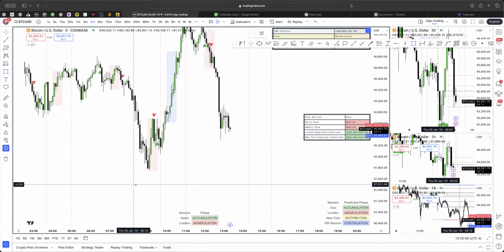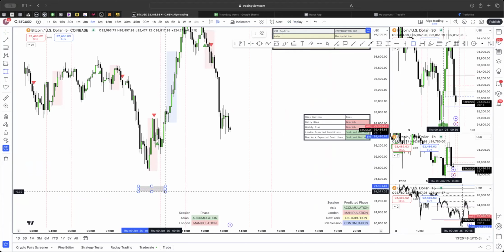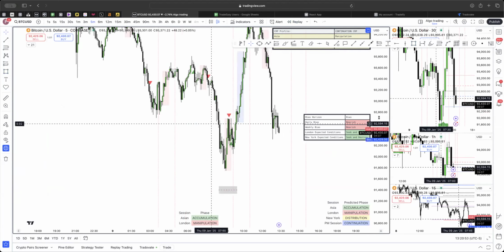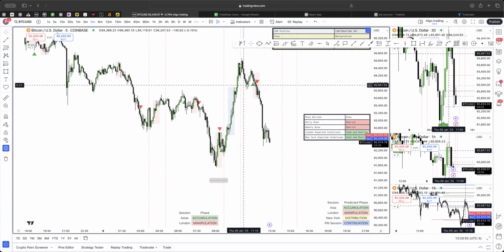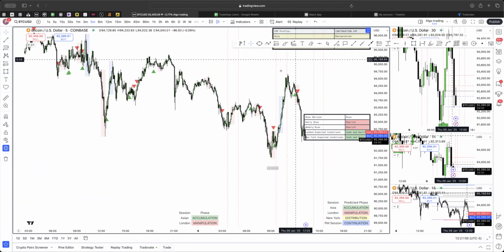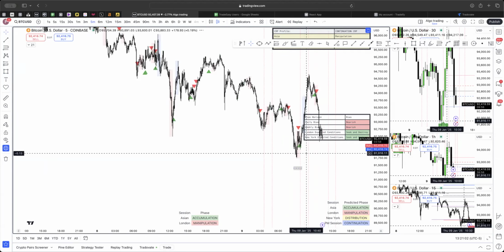Here, 8:30 to 10. Sweet spot for the daily range. Poof. Okay. And then sweet spot for the New York session. Poof. Because the daily bias is bearish, right? So we're gonna go back down. And that's pretty much it, guys.